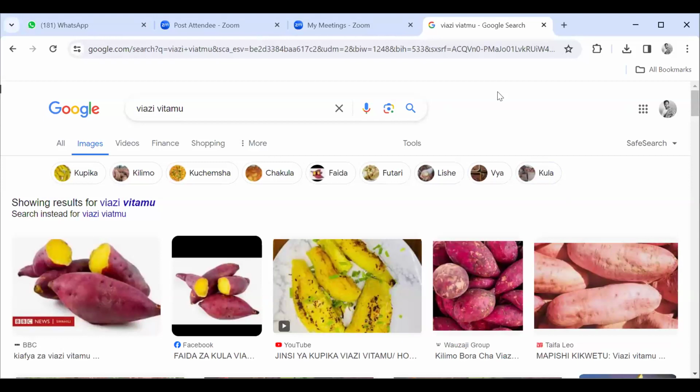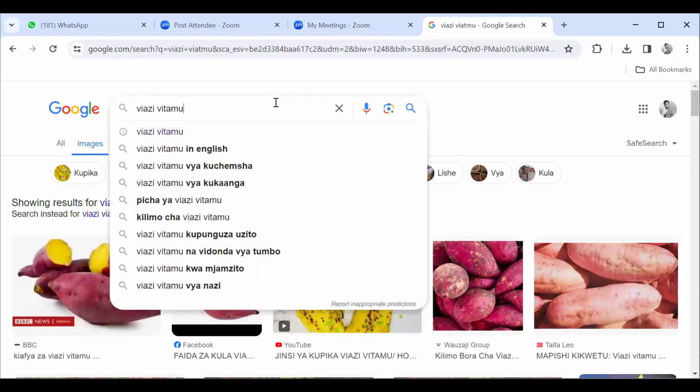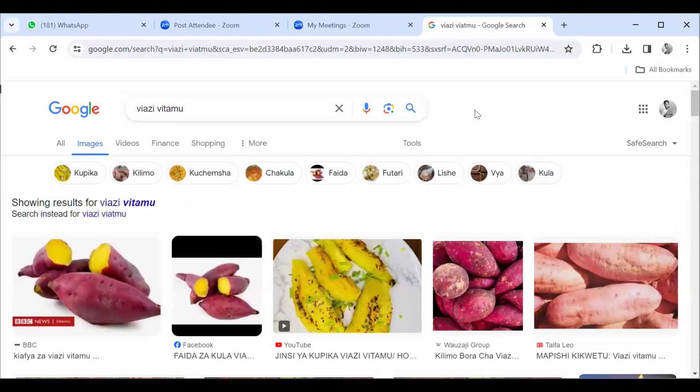Viazi. Viazi. Viazi vitamu. Don't get rid of the eye. Viazi. So this one is a sweet potato. You can prepare it, you know how you cook it, you just dip it in something, then you boil it.